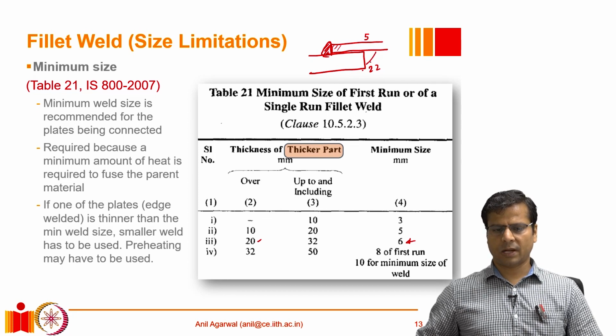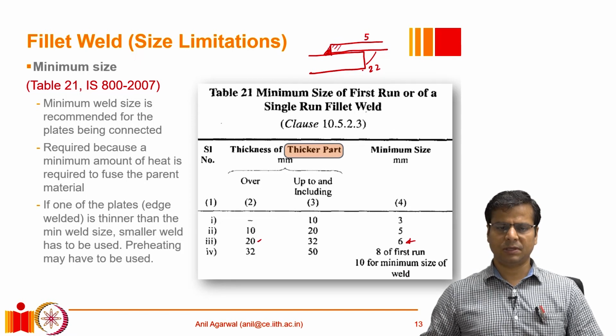Here I may be able to provide a 6 millimeter weld, and let's say from design consideration, from the load consideration, a 5 or a 4 millimeter size weld is sufficient. But this table still requires us to provide a 6 millimeter minimum weld. Then what do we do?